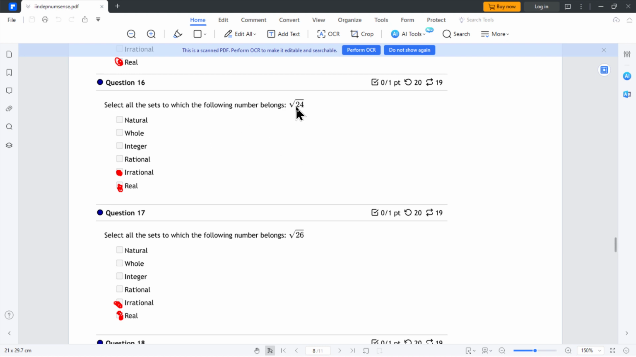Go to 24. Is it a natural number? No, it's not. It doesn't occur naturally, or it's not a counting number. Whole number? Square root of 24? No, it's not. Is it an integer? No, it's not. Is it a rational number? Can it be written as a fraction? No, it's not. It is an irrational number, and it is a real number.